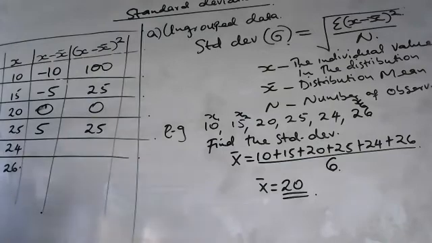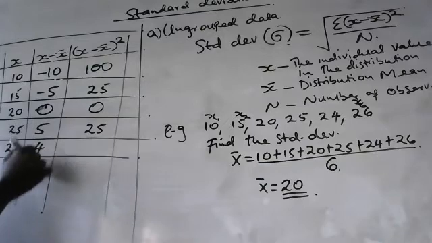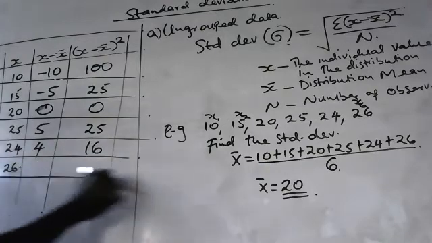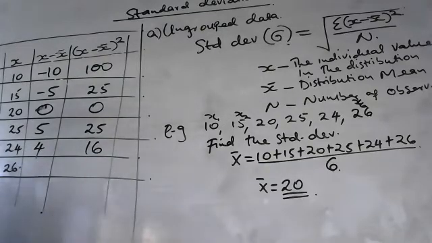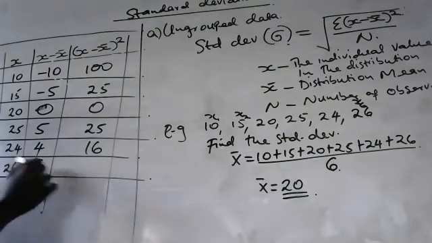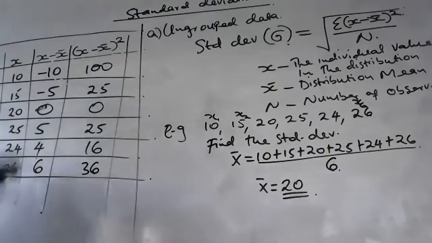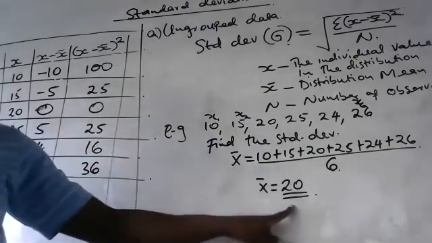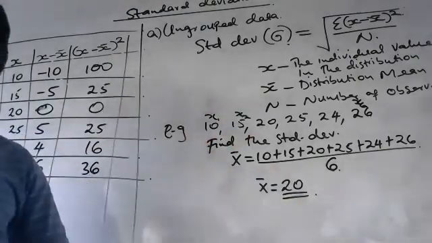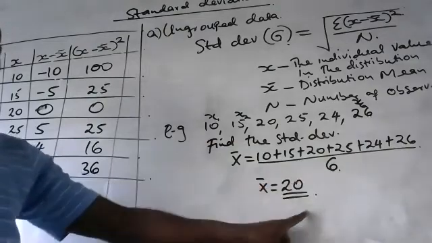When X is 24, 24 minus 20 is 4. 4 squared is 16. And lastly, when X is 26, X minus X bar is 26 minus 20, which will be 6. Square that, you get 36. So for each and every value of X, you minus the X bar that you calculated. That's why we say you must start by getting the X bar.